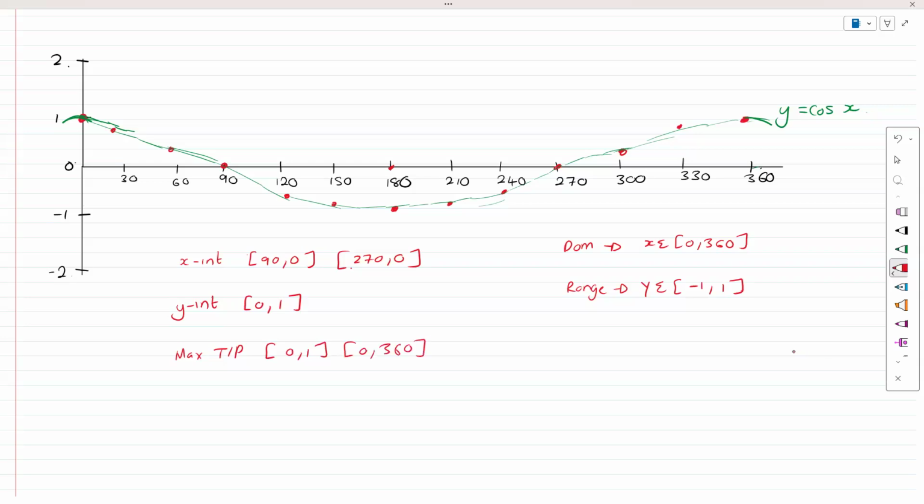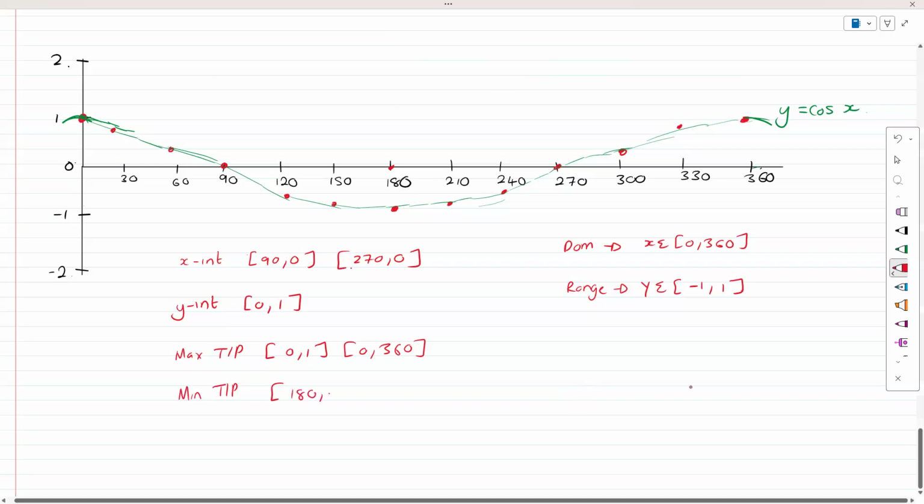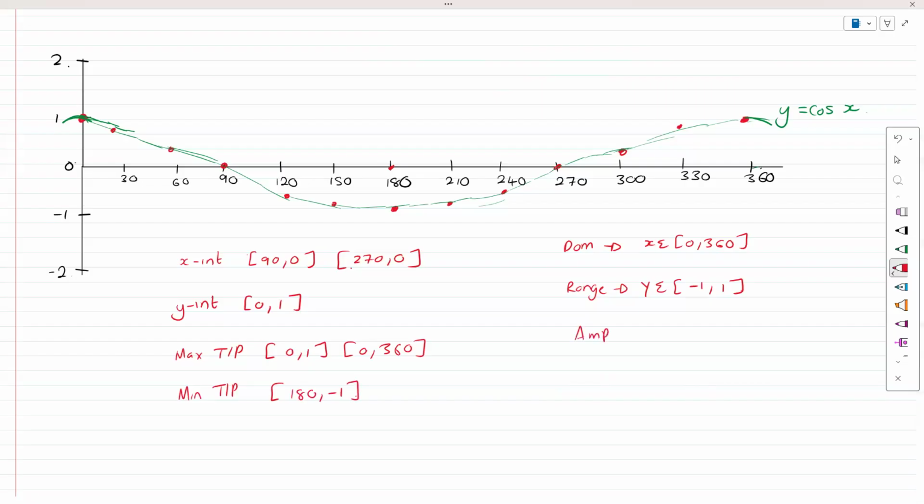Why? Because it's turning there and it's turning there. You don't see it, but the graph does want to continue. But since we restricted it, we just cut out there and we just cut out there. We just took this tiny piece in the center. But the graph is turning. So yeah, the minimum turning point would be (180, -1).